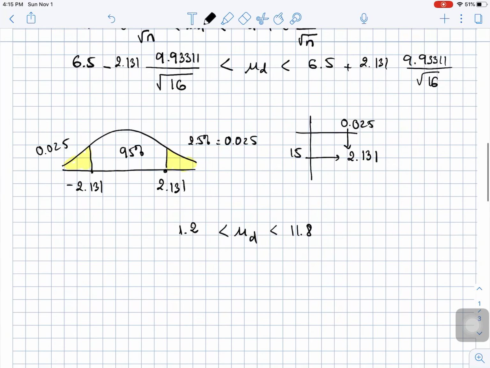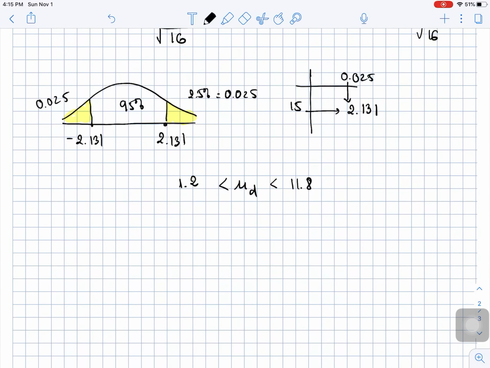Then we copy it for the left-hand side as negative, because the Student t distribution is also symmetric. So we put in the number 2.131, and positive 2.131 for the right-hand side. We calculate, and we get mu D is 1.2 on the left and 11.8 on the right.